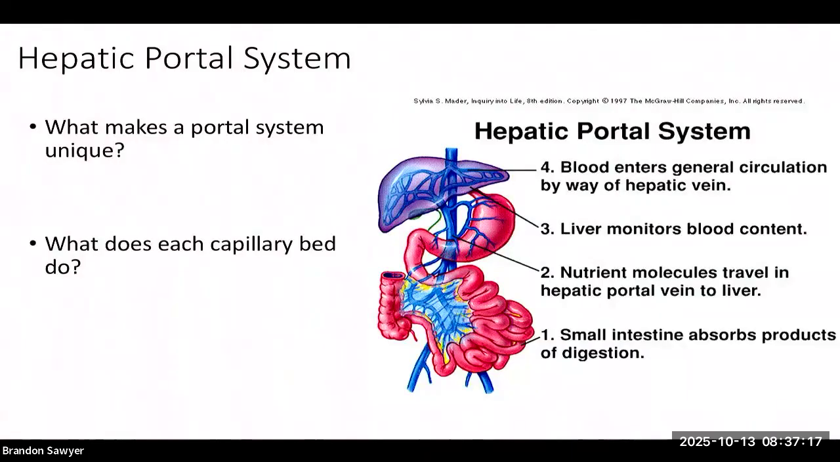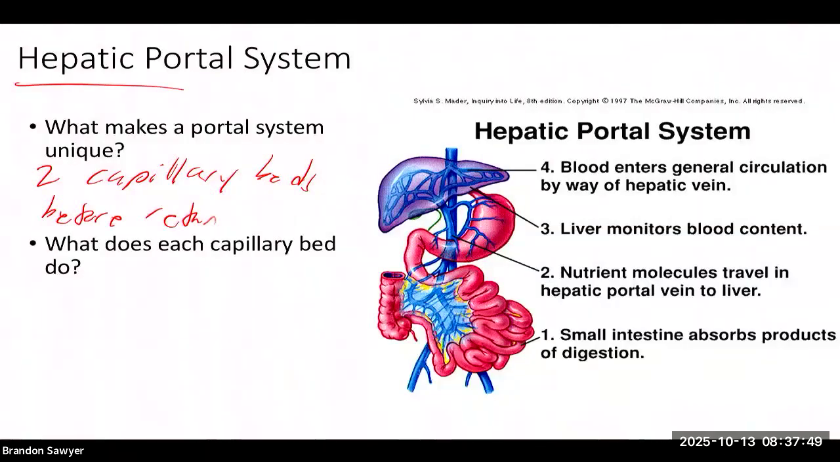So let's talk about a couple unique things here. Again, we have another portal system in the GI tract, okay? Just like we had a portal system up in the brain, the hypothalamic pituitary portal system. This one is definitely a more well-known portal system, the hepatic portal system. Right? And the idea of a portal system is that we have two capillary beds before return to the heart.